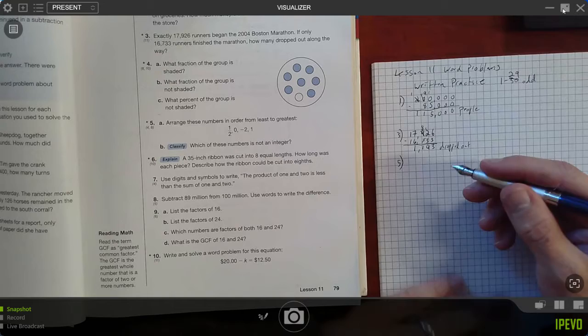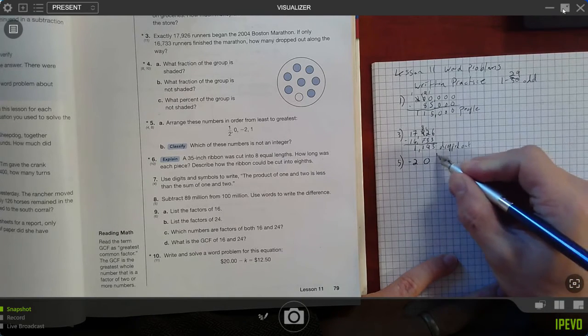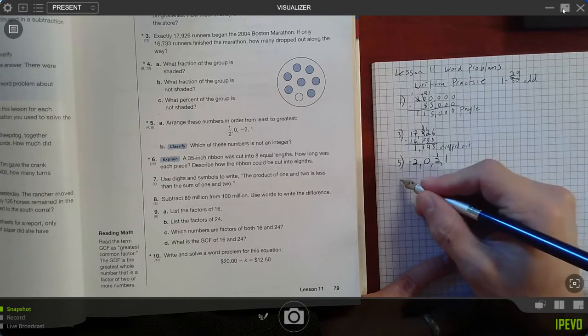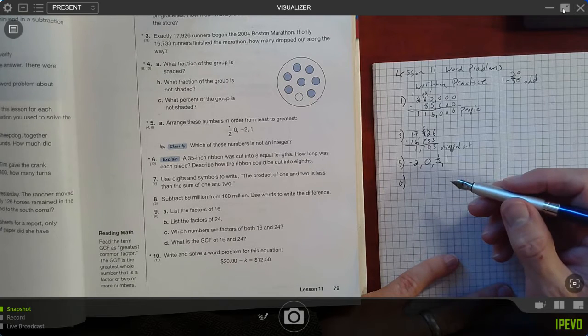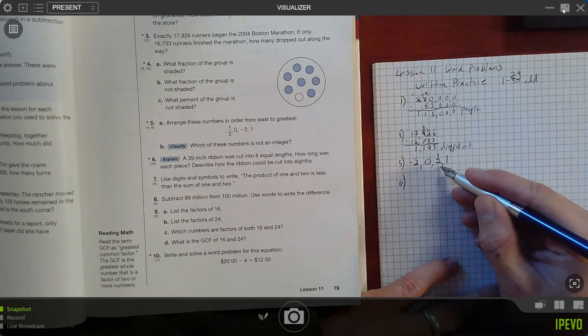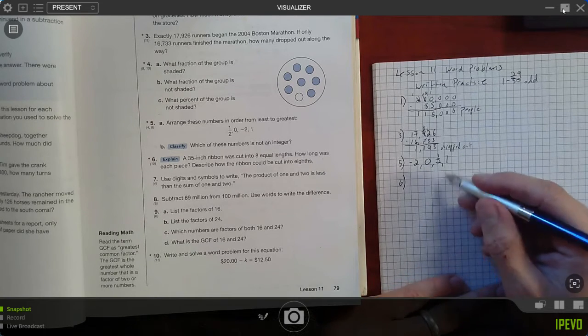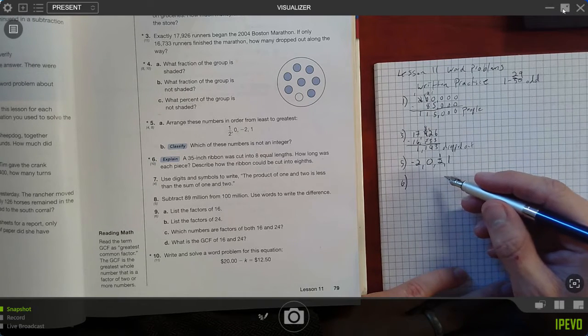Arrange these numbers in order from least to greatest. Start with our negative, then our 0, then our fraction, then our whole number. Which of these numbers is not an integer? The fraction is not an integer. Okay. It is a real number, but it is not an integer.